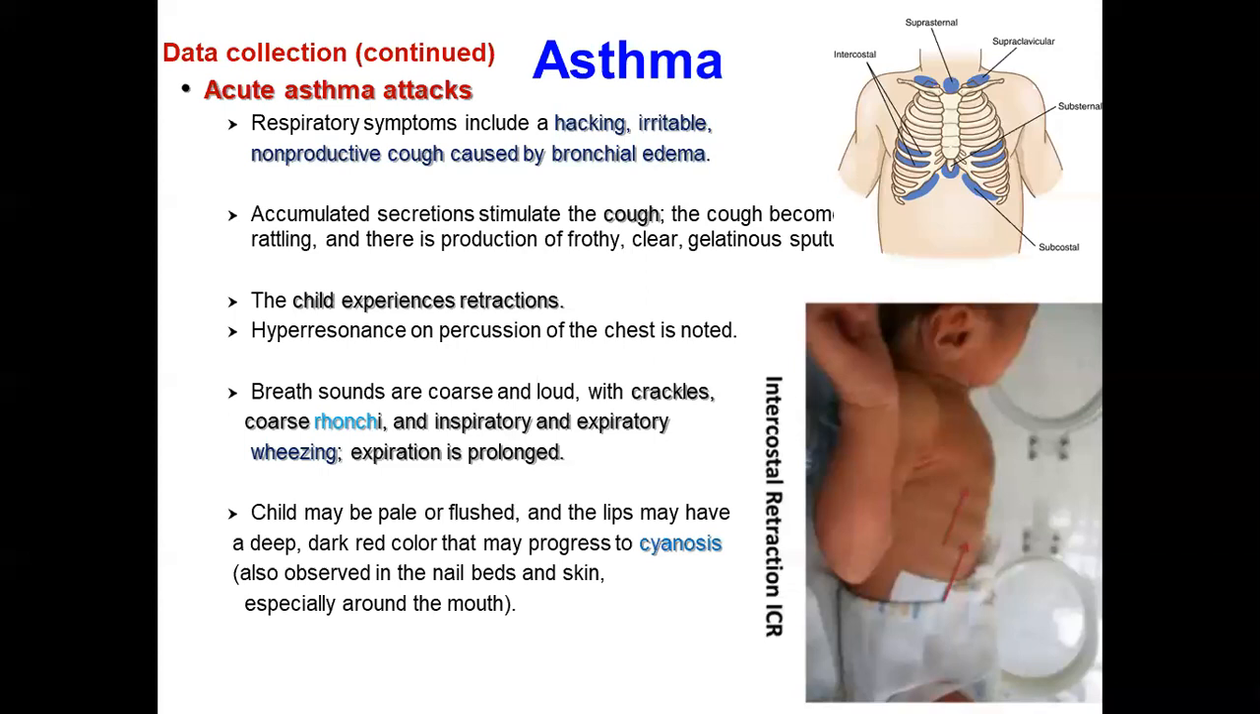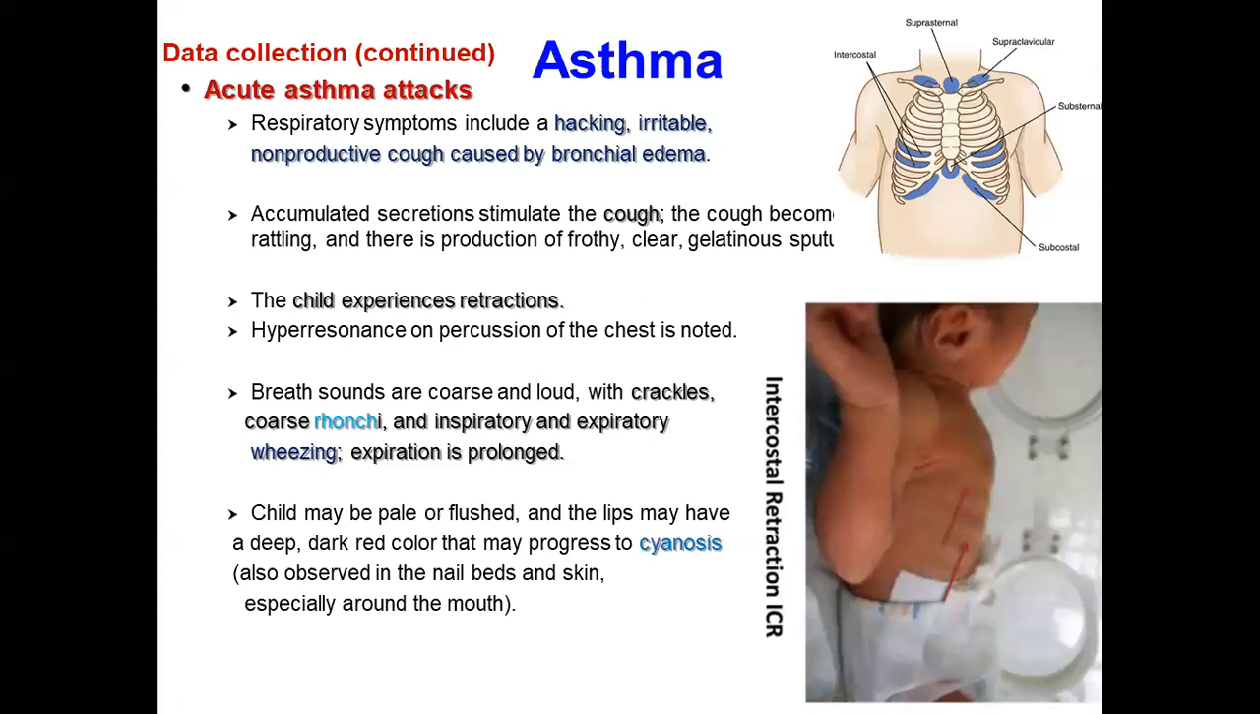Sternocleidomastoid muscle helps. But when a patient has shortness of breath, the body tries to compensate. So accessory muscles participate in respiration. We can see inward or outward bulging or inside growing, and this we call retraction, intercostal muscle retraction. It indicates your patient is struggling for air, for oxygen.